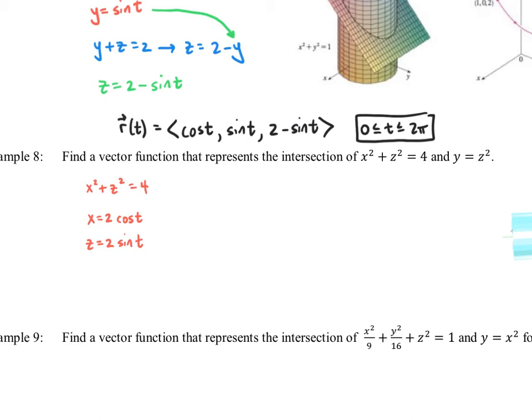All right, if that's the case, then if y is equal to z squared, then y would be equal to 2 sine of t squared, which is 4 times sine squared t. Okay, I think we have our vector function. So we have for x, 2 cosine of t. For y, we have 4 sine squared t. And for z, we have 2 sine of t.